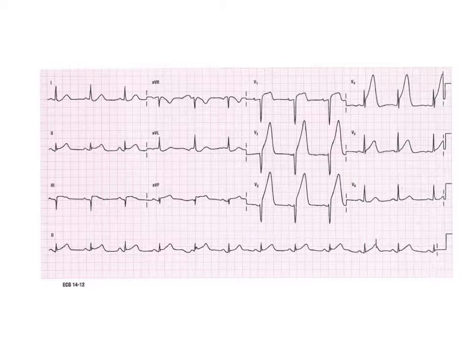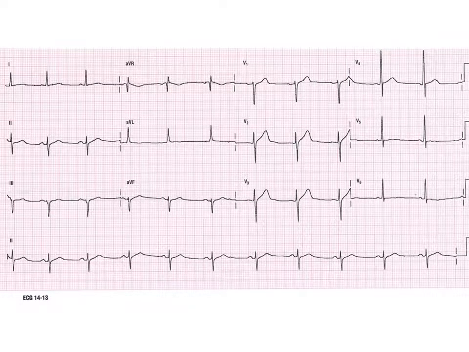And then we have the obvious ST elevation in V2, V3, V4 with some associated very tall and deformed T waves. So it's suspicious for septal and anterior and maybe even some lateral ischemia.